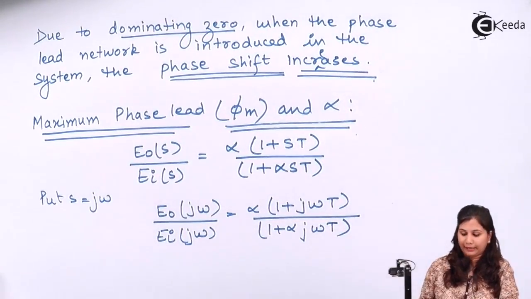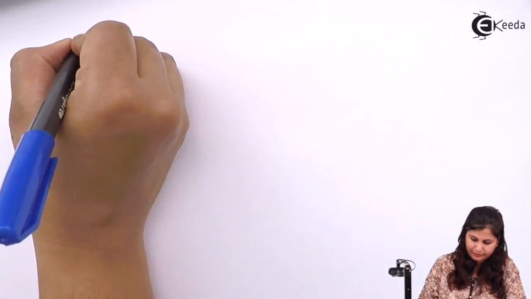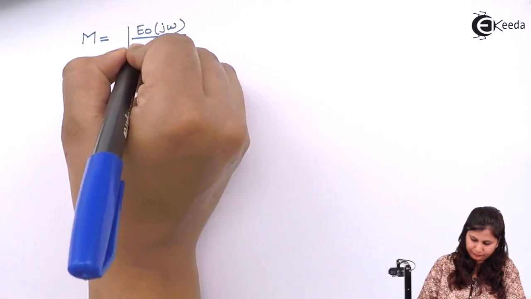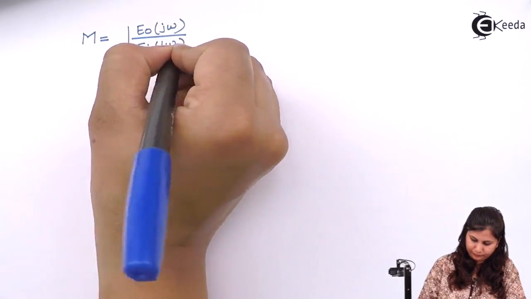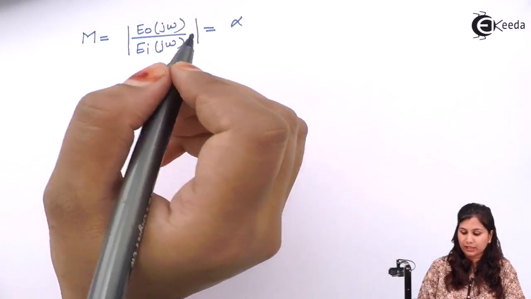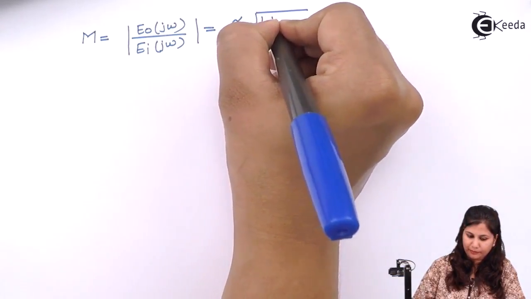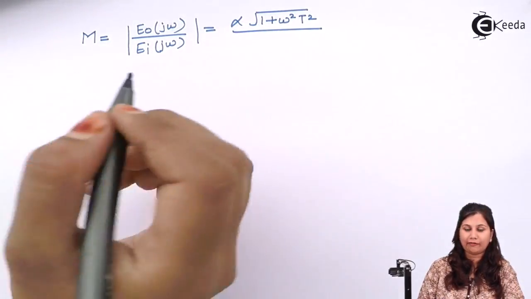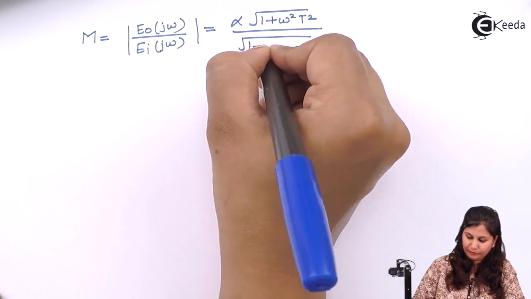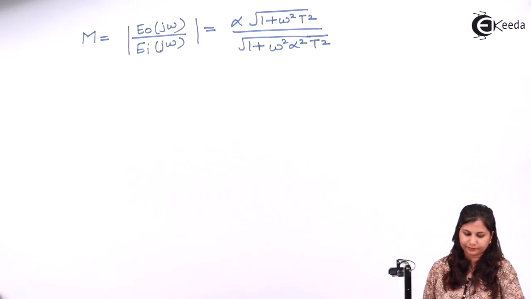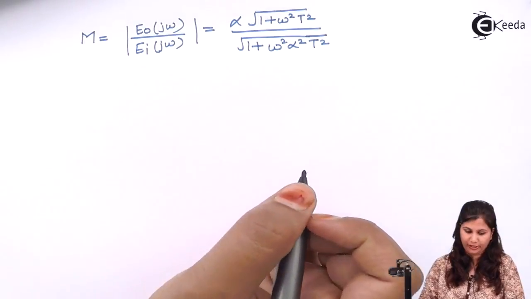Now let us obtain the magnitude of this transfer function. So the magnitude is given by M, and it will be equal to alpha times (1 plus sT). So its magnitude will be the square root of 1 plus omega square T square. And in the denominator we have 1 plus alpha sT, so its magnitude will be the square root of 1 plus omega square alpha square T square. So this is the magnitude of the transfer function.